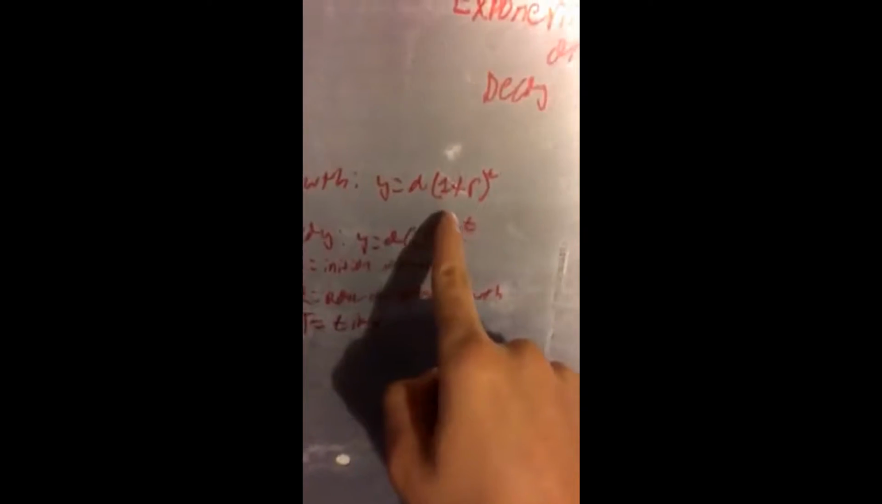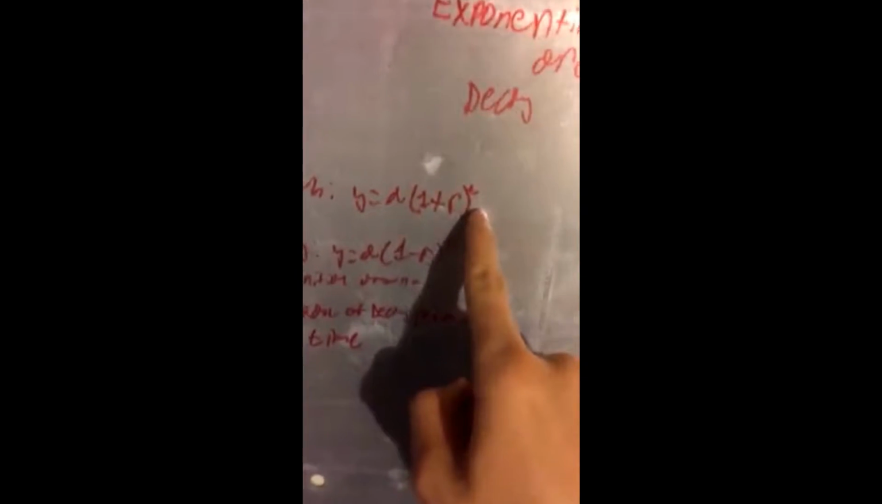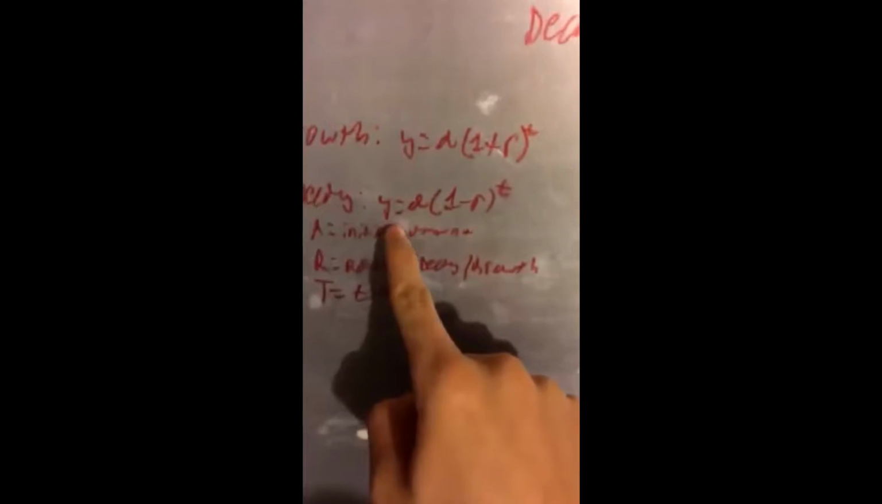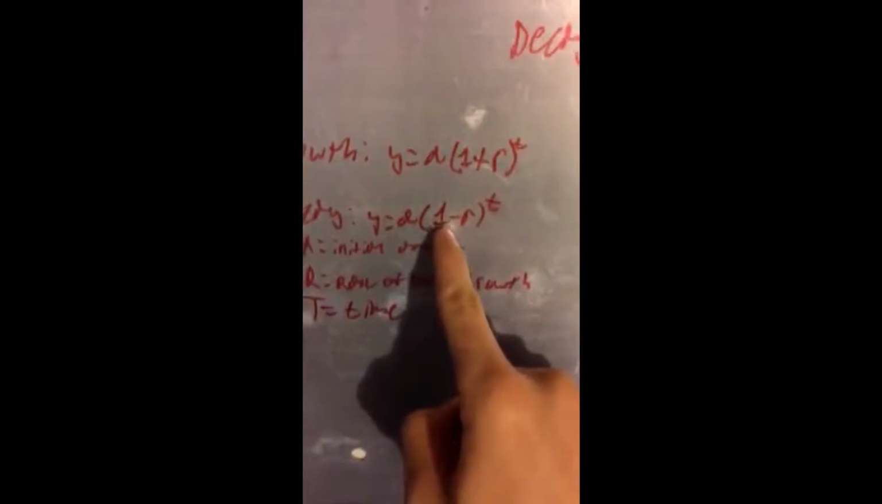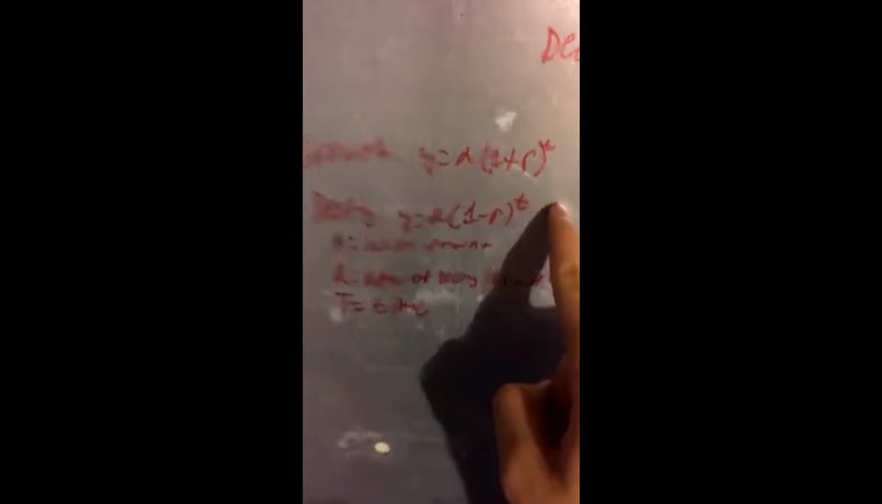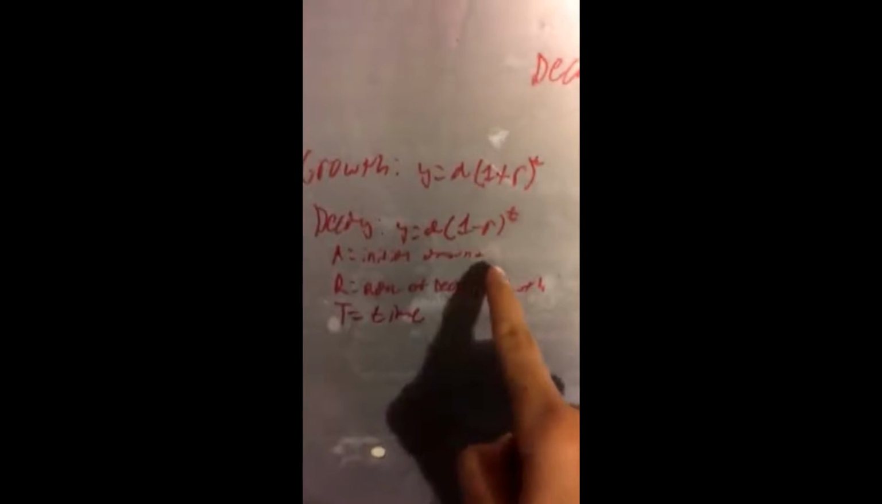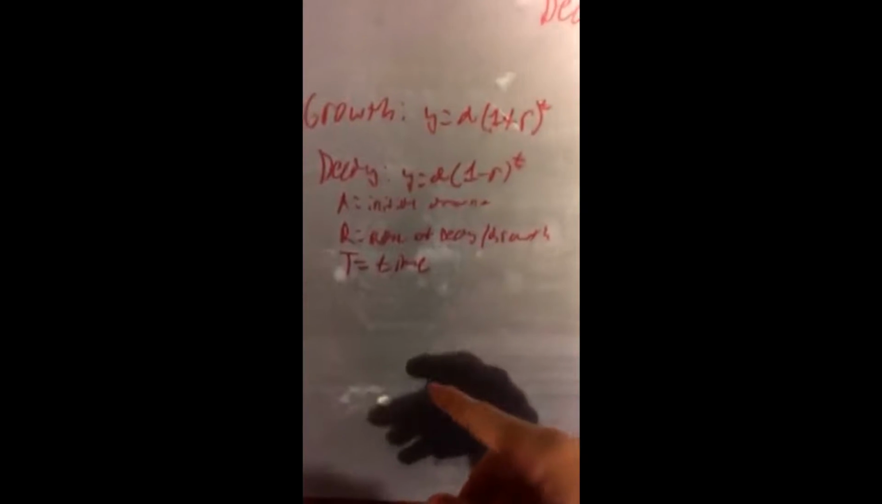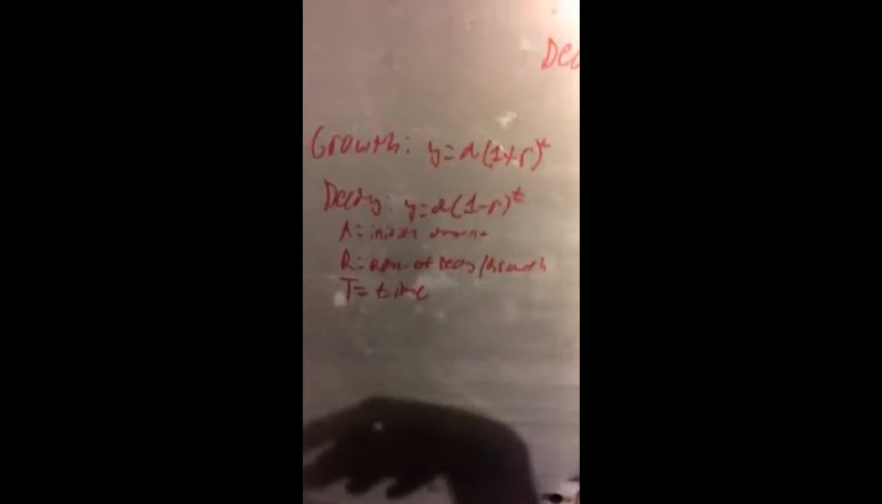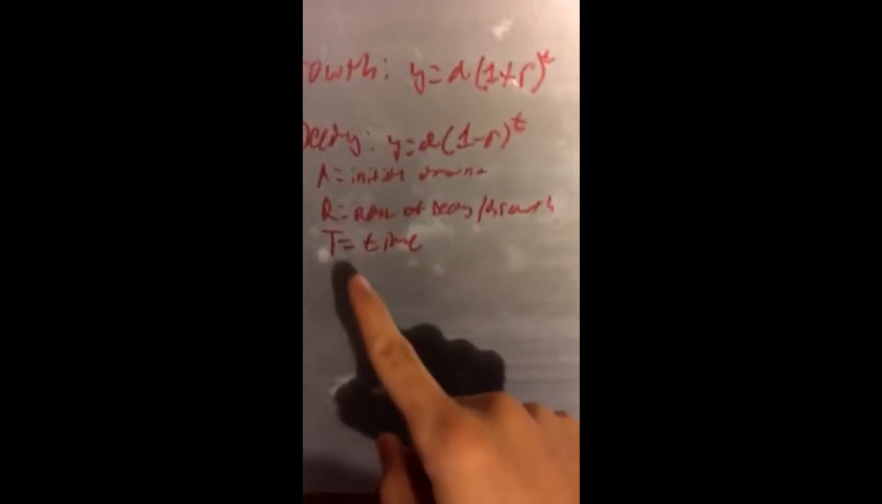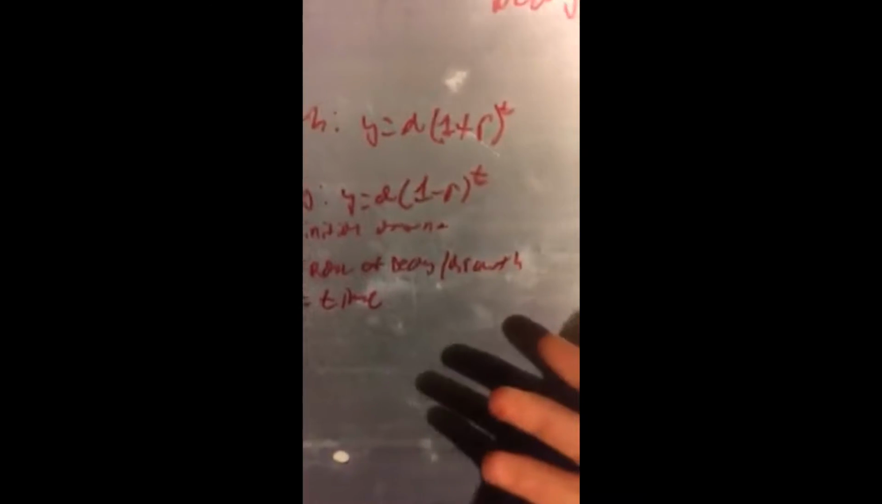Okay, Mr. Sir, this is your formula. For the growth, it's going to be y equals a times 1 plus r to the t. For decay, it's y equals a times 1 minus r to the t. Okay, so a is the initial amount, so how much you invest into your paletas. R is the rate of decay or growth, so how much you make or how much you lose in money. And t equals time. Okay?